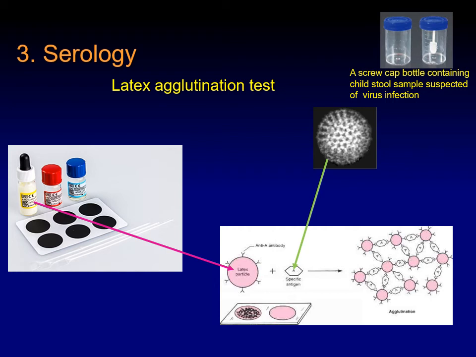Among the other serological methods is the use of what we refer to as latex agglutination test. Now, the principle of latex agglutination test is very simple. Usually we have very small particles which we call latex particles. Those latex particles are coated with an antibody.